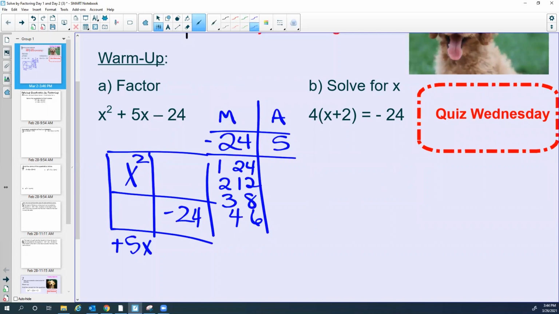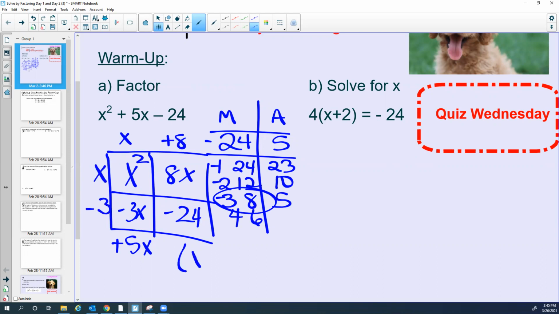Well, I need a negative 24, and I need to add up to 5. I make 1 negative, that gives me 23, not what I want. Make 2 negative, that gives me 10, not what I want. I make 3 negative, that makes positive 5, which means that is the pair I want. Negative 3x, positive 8x, giving me the answer x plus 8, x minus 3.